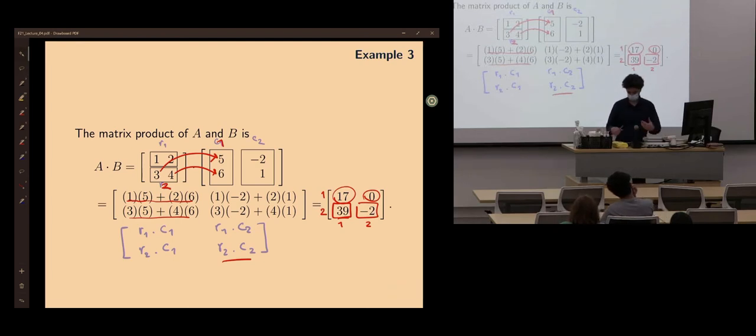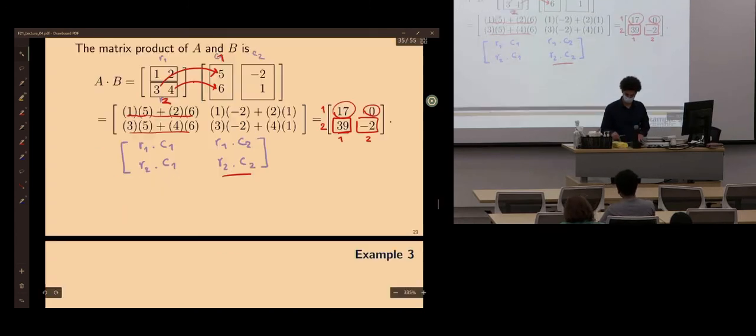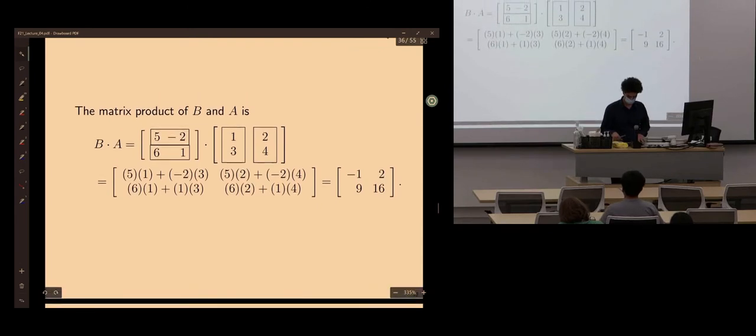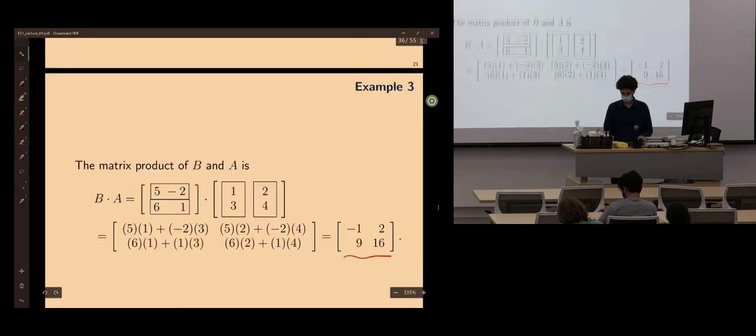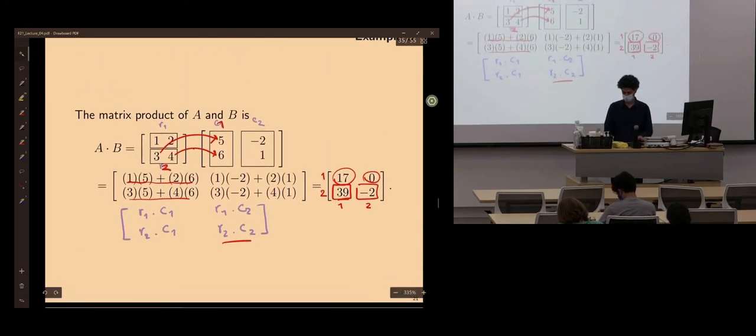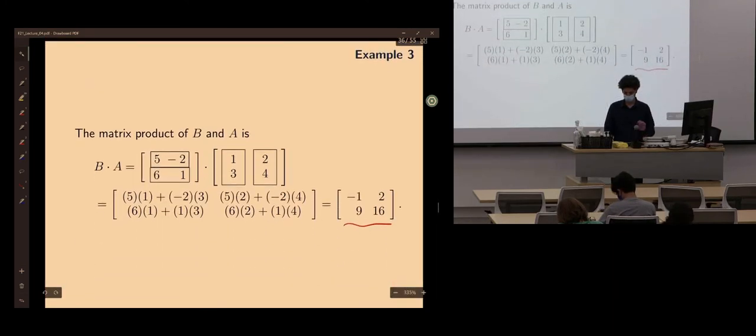Now, so it makes sense to do A times B. Both are square matrices, 2 by 2. What about B times A? We can do it, right? Because both are 2 by 2. So we can do it. You repeat the exact same operation, but it turns out the result is different. It's not the same. See, the previous numbers are very different from what we got here.